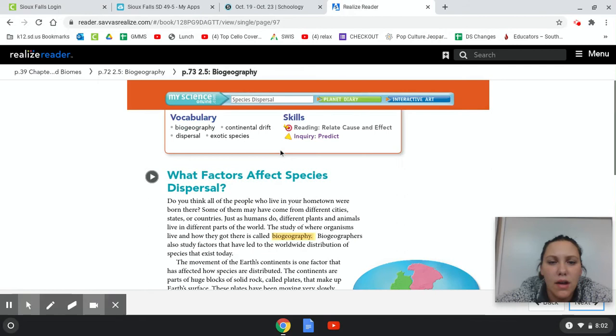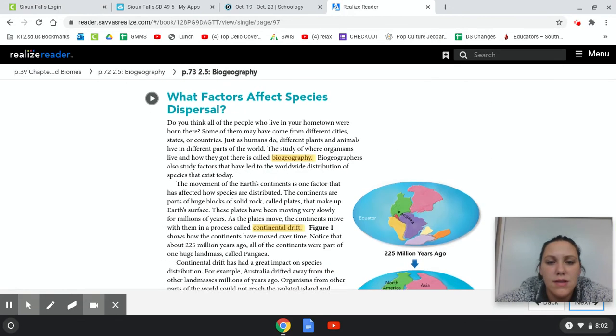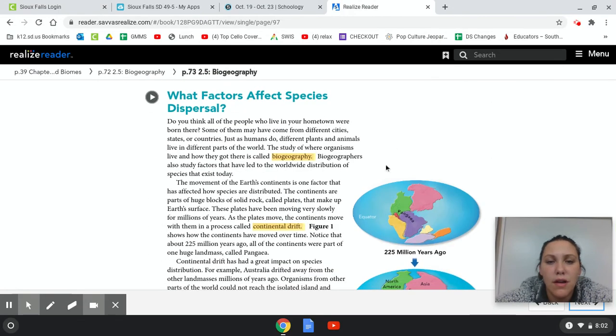Right here, biogeography. There's a few key words that I want you to know from this lesson. The first one is biogeography, and that's the study of where organisms live and how they got there. Just as humans do, different plants and animals live in different parts of the world. So, biogeographers study factors that have led to the worldwide distribution of all of these species that exist today.